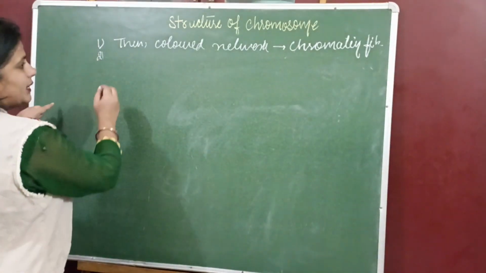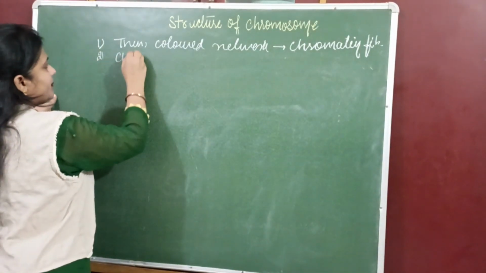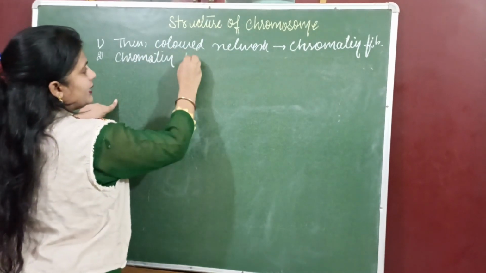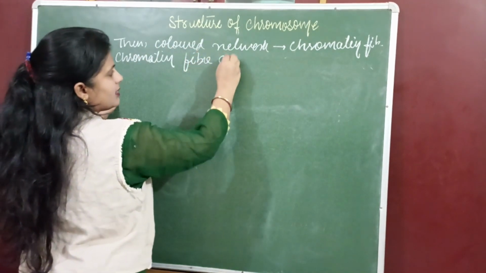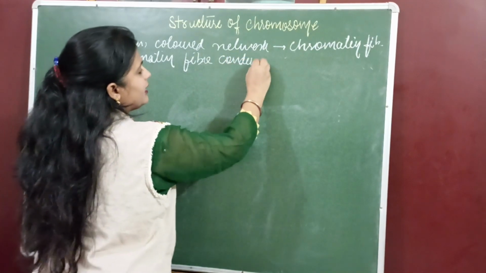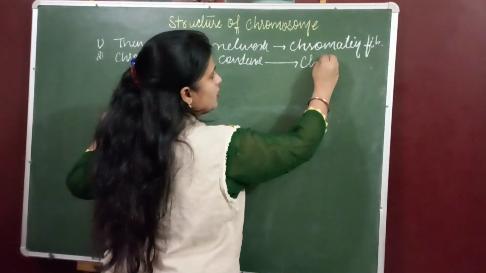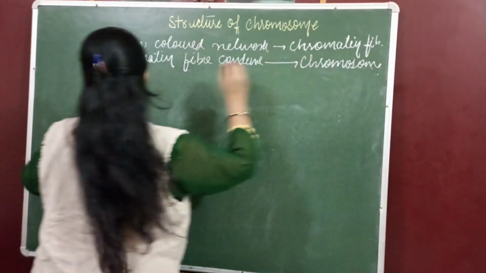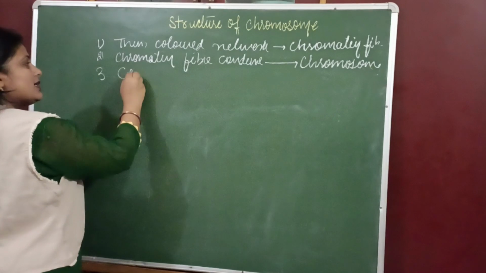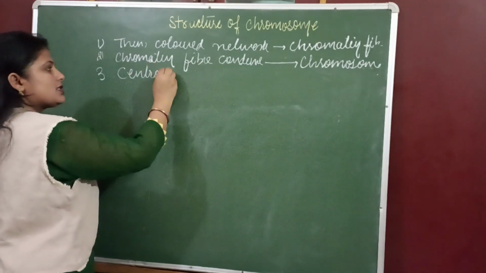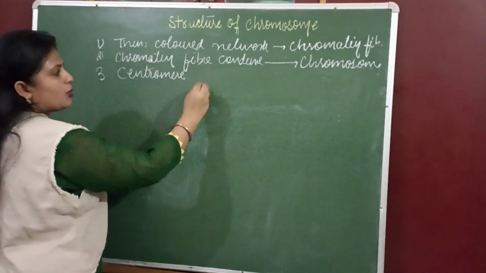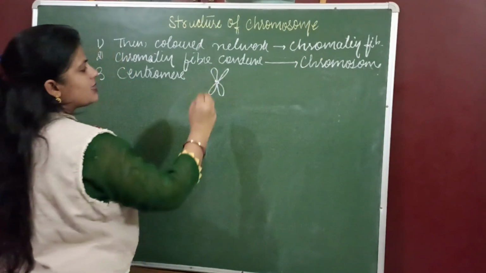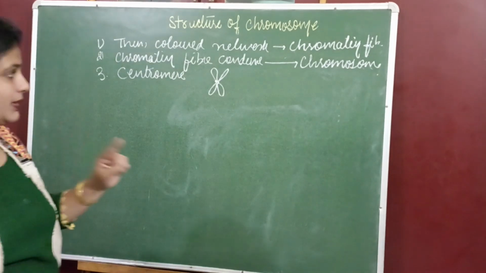So another key point is that chromatin fiber condenses and converts into chromosome. Okay. Another key point is, what is centromere? Centromere is a point where the two sister chromatids are attached. These are the two sister chromatids and they are attached at a point that is called centromere.